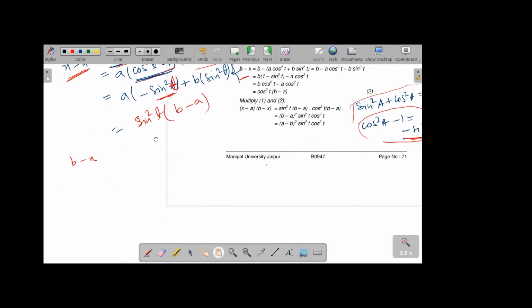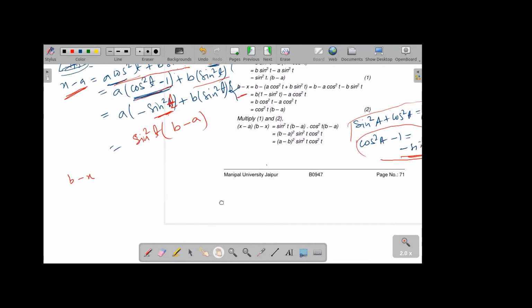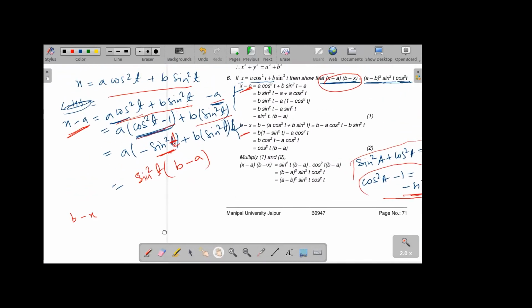As you can see, 1 second. Please scroll up. Hold on. As you can see, line number 3, a into cos square t minus 1. But as you can see in line number 3, you are writing a into minus sin square. So where is the minus 1? Where is the minus 1 going? Can you explain this again, please?